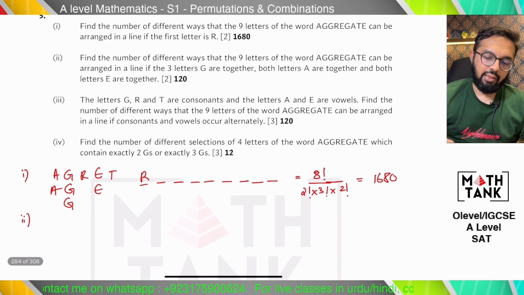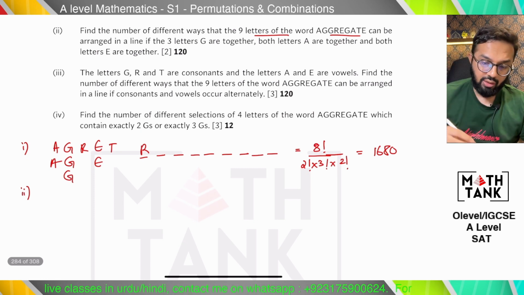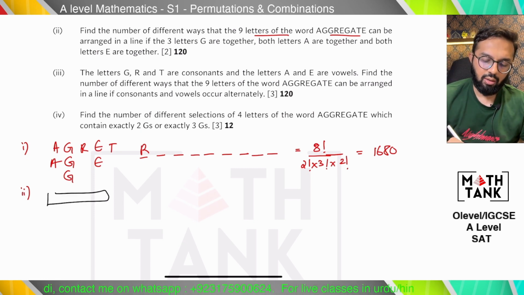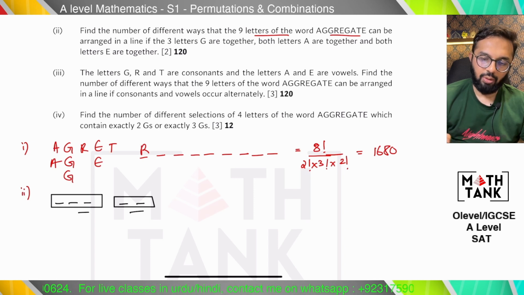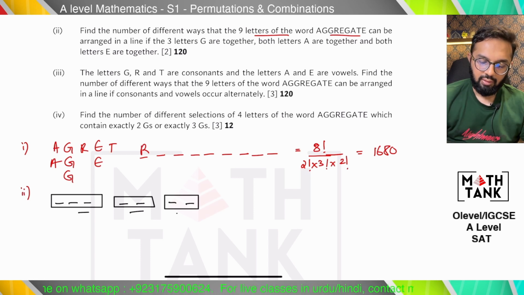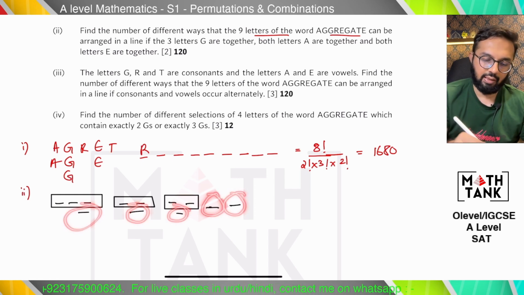Okay. Find the number of different ways that the 9 letters of the word aggregate can be arranged in a line if the letters G are together. So whenever you have together, you draw a box. Both letters A are together. So another box. Both boxes have dashes between them. And both letters E are together. So E's are also together. How many are left outside? 3, 4, 7, and 2 are left outside. So how many things are getting shuffled? 1, 2, 3, 4, 5 things are getting shuffled.